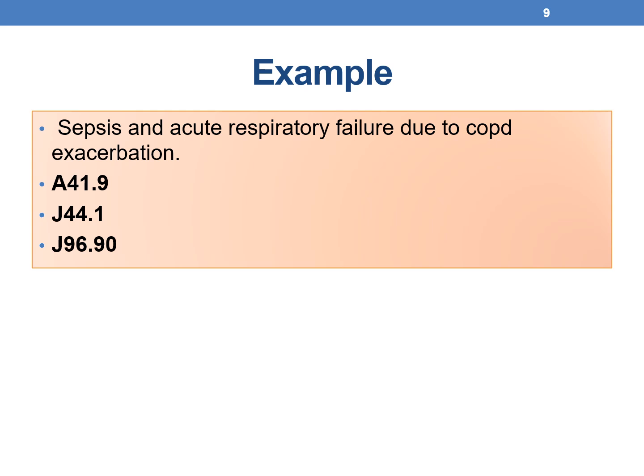Now let us discuss an example here. Patient has sepsis and acute respiratory failure due to COPD. Here sepsis is there and acute organ failure is there, but this acute organ failure is not related to sepsis. Acute respiratory failure is due to COPD. In this case, you should not code the severe sepsis code. So first you need to code A41.9, that is sepsis, unspecified organism, followed by J44.1, that is COPD exacerbation, and next J96.90 for acute respiratory failure.